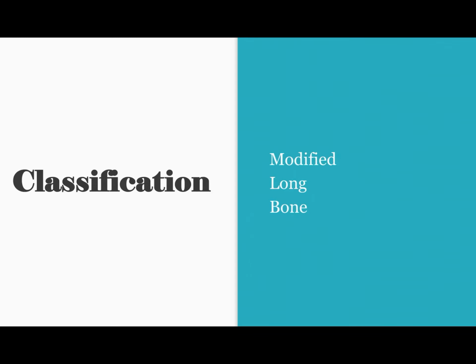Now the word modified holds importance here because a typical long bone, and I would like if you would go through the features of a typical long bone on your own. There's about 7 to 8 points and they're very important, very commonly asked. The reason why the clavicle is modified is because it has a few peculiarities which we shall discuss. Okay, these are, firstly, the clavicle is the only long bone lying horizontally in the body. It lacks a medullary cavity.